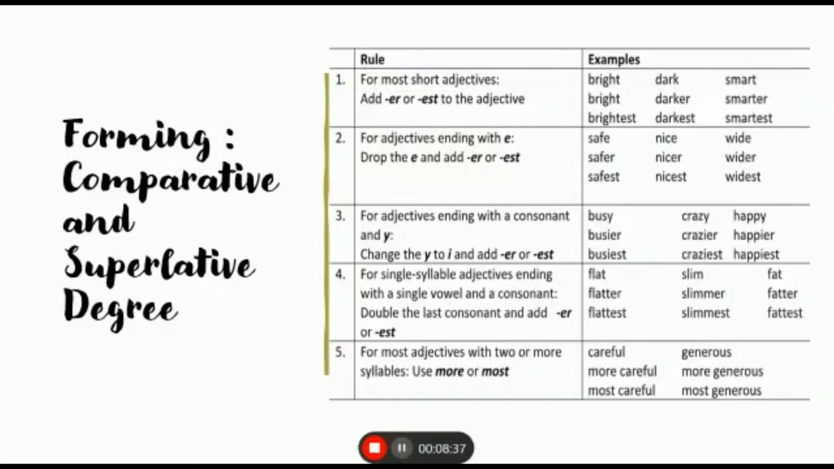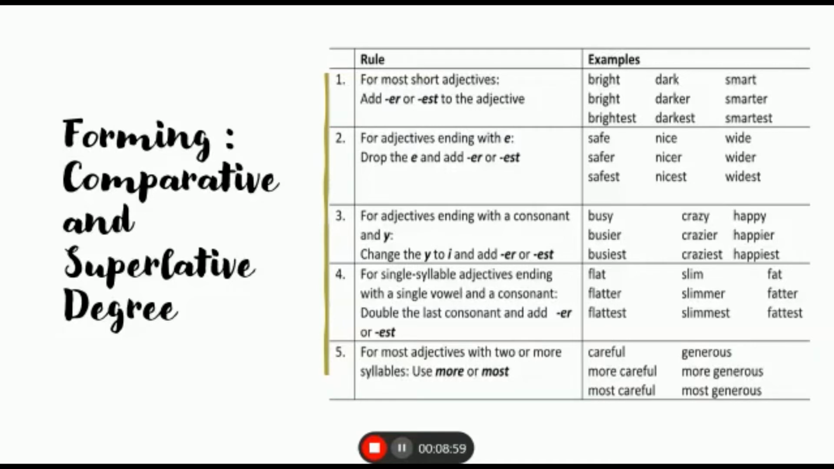For single syllable adjectives which are ending with a single vowel and a consonant, what you will do is double that consonant and then add er and est. So flat becomes flatter and flattest, slim becomes slimmer and slimmest, fat becomes fatter and fattest.